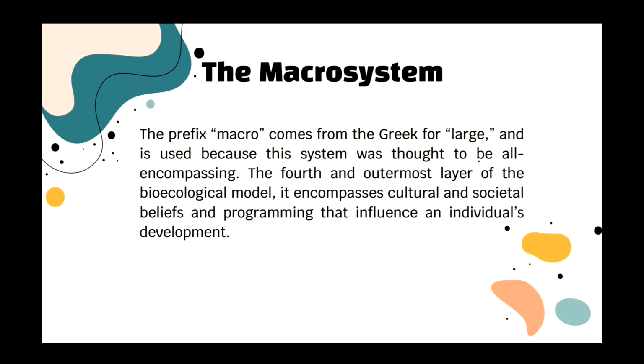So next, let's move to macrosystem. Macrosystem comes from the Greek word meaning large, and it's used because this system was thought to be all encompassing. The fourth and outermost layer of the bioecological model, it encompasses cultural and societal beliefs and programming that influence an individual's development. So dito, yung layer na to is found in the outermost part of the child's environment.